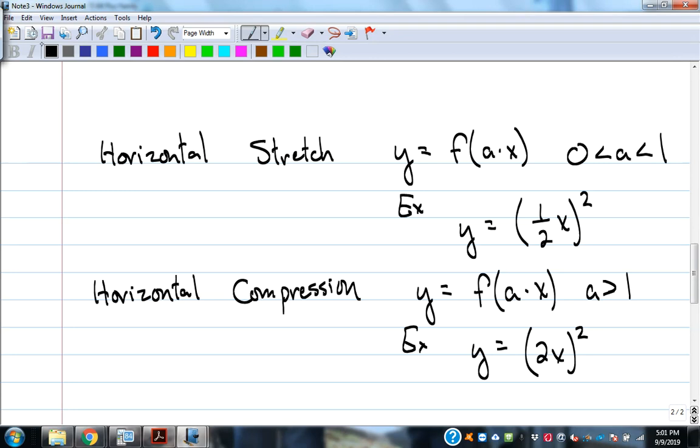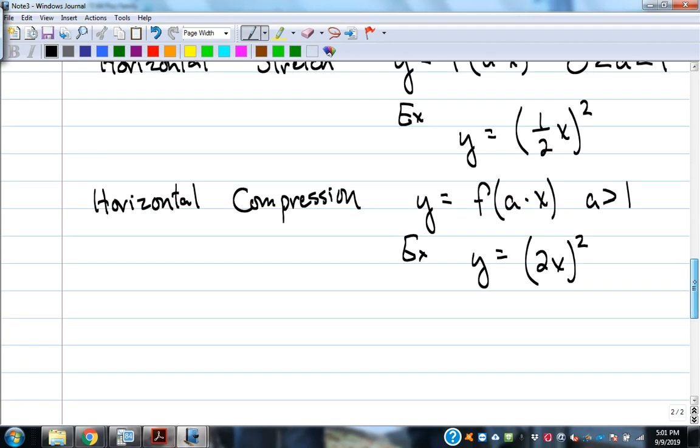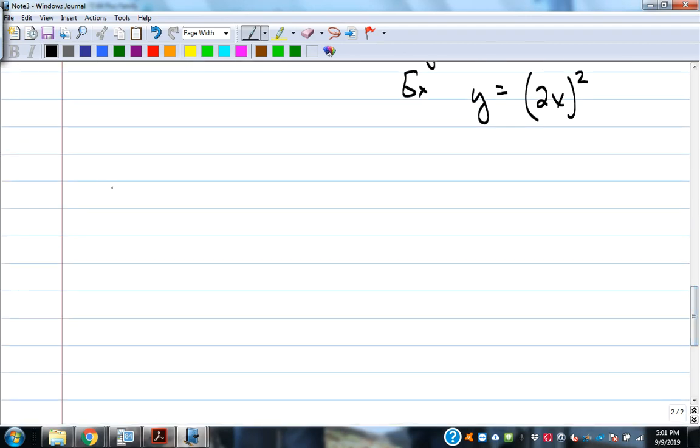All right, one more, or actually two more. They're not the same. Reflections are the last thing that we talk about here, and then we'll get into a few examples where we're trying to write an equation that does a certain transformation.